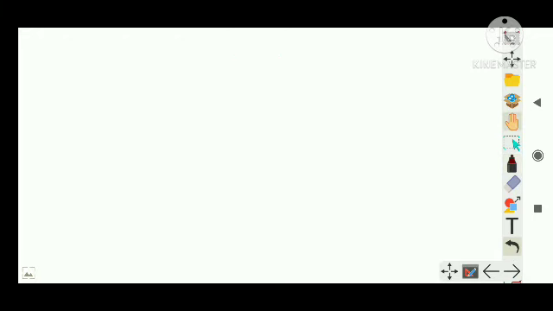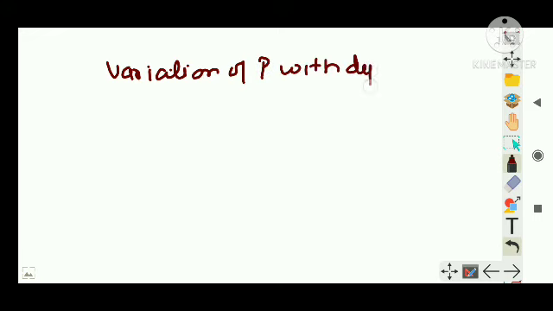The next topic in your NCERT, and a very important section for continuing this topic of pressure, is variation of pressure with depth.